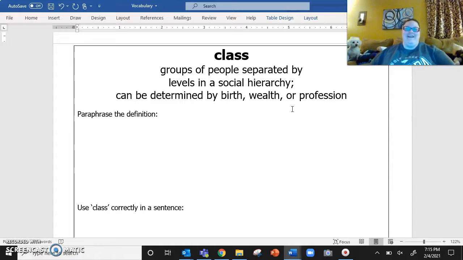Thank you. So, class is a group of people separated by levels in a social hierarchy. Class can be determined by a person's birth, like in ancient India. It could be determined by a person's wealth, like in modern day America, or it could be determined by a person's profession, like in ancient Egypt.